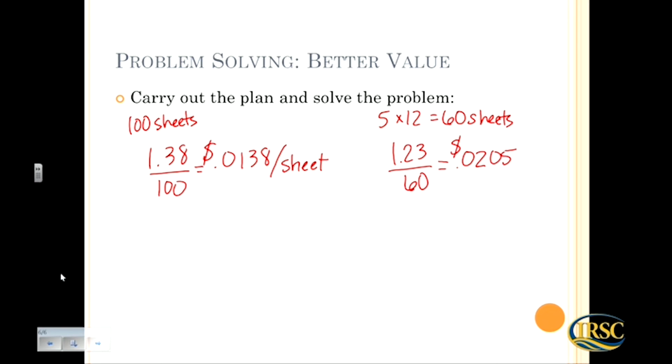Okay. Sometimes it's useful to bring it out a few decimals, because if you get that they both are equal to a penny, you need to know how much fraction of a penny you have in there to compare. So this one is about 2 cents per sheet, and this one is less than 2 cents per sheet. So which one is the better value? The one that comes with 100 sheets in the pack. All right, so this one is lower, so that is your better value.